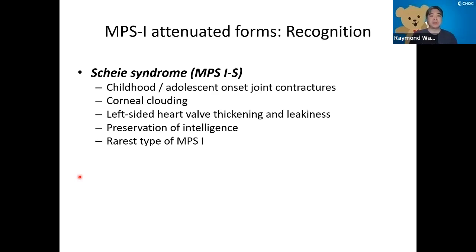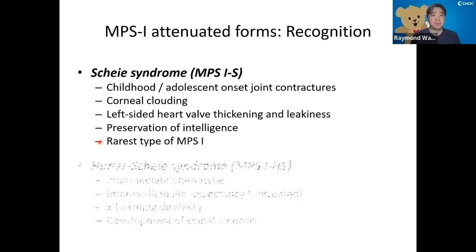You've touched upon the more attenuated forms of MPS1 previously. Patients with Scheie syndrome are typically first seen by an orthopedist, an ophthalmologist, or a cardiologist, as they have joint contractures, might be confused with rheumatoid arthritis and seen by a rheumatologist, maybe a heart murmur, maybe corneal clouding. This does happen to be the rarest form of MPS. It's probably about 15 to 20% of all cases.